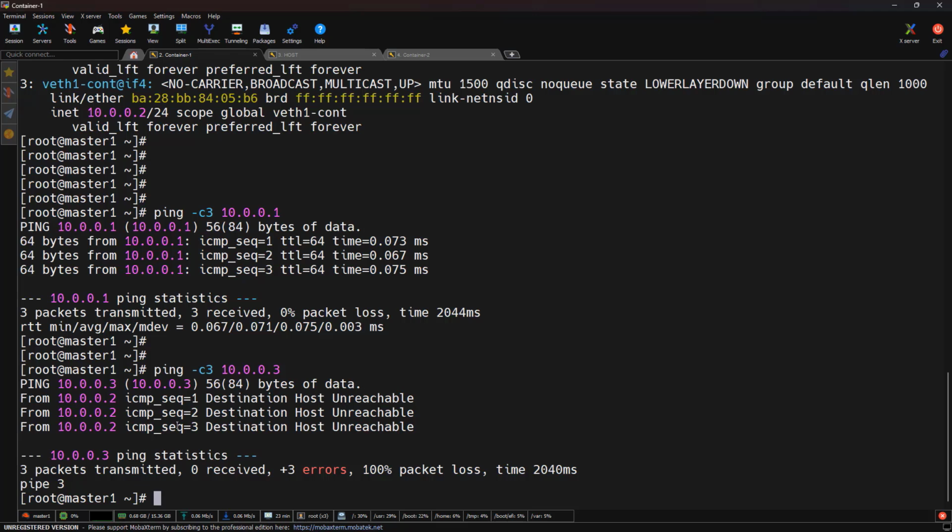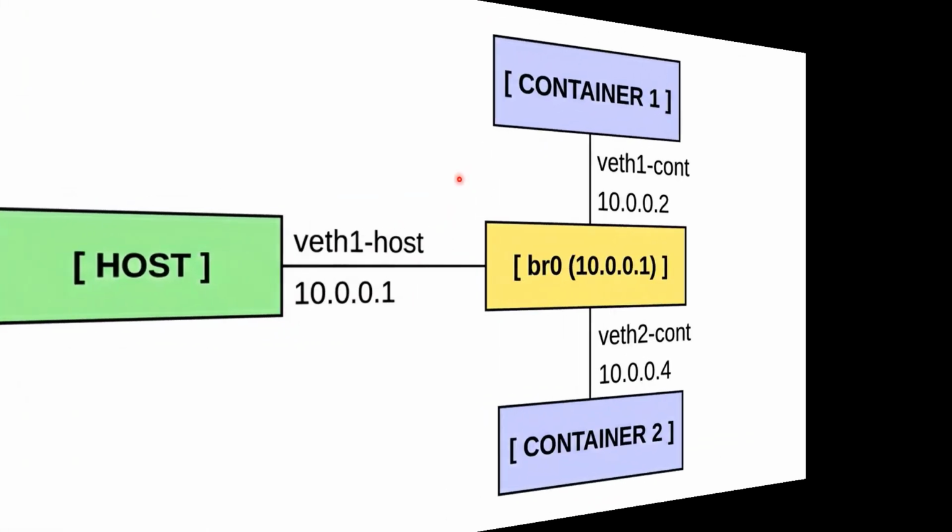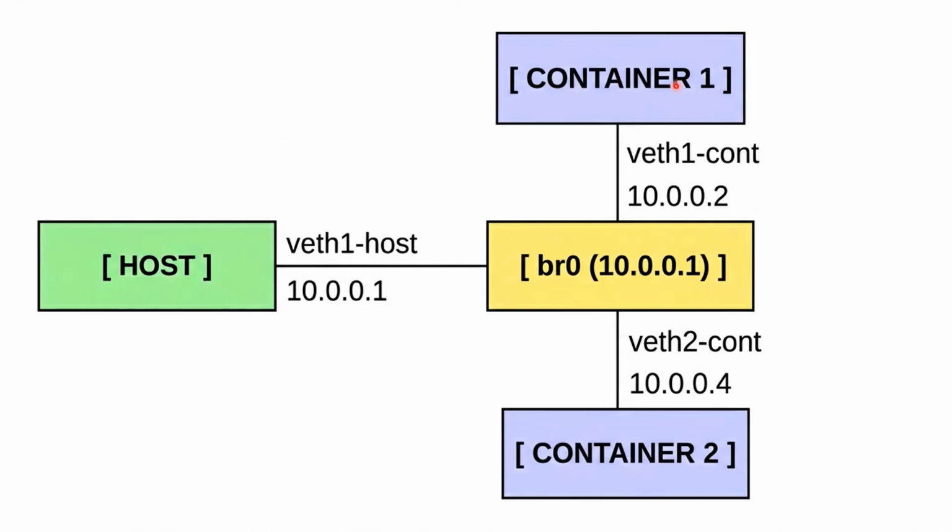To resolve this particular issue, we need to create something called a bridge. The bridge will act as a virtual switch between the containers. Let me show you with the help of a visual diagram. Here we have two containers, container 1 and container 2, and both have interfaces, veth1-container and veth2-container. Similarly, we have created virtual cables, veth1-host and veth2-host, connected to each of the containers. But this time it's not going to establish connectivity using veth1-host or veth2-host directly.